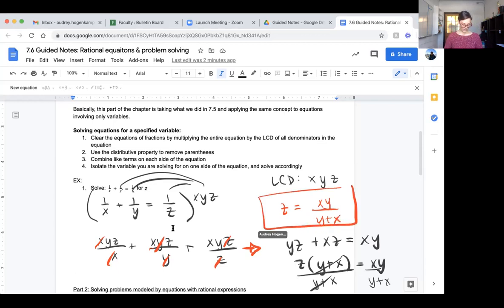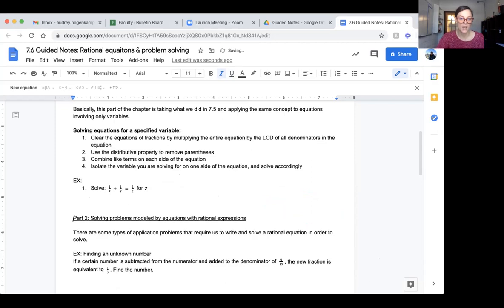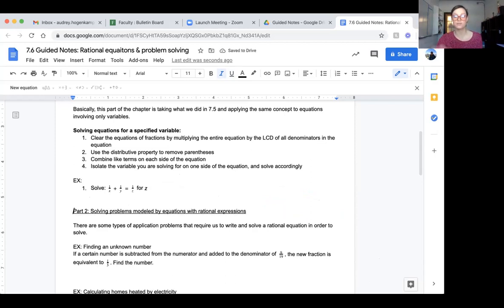Okay, so this is the same thing that we were doing when we were talking about 7.5, except now we are solving for a variable among other variables instead of a variable among other numbers. So same thing that we've been doing, but now it's just a little bit of a twist because that will help us apply it in other subject areas because math is everywhere and it describes our world and it's beautiful.